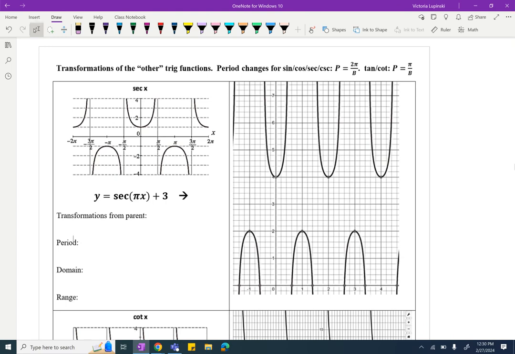So here on the back page, we're going to be talking about the transformations of the other trig functions, the secant, the cosecant, the tangent, and the cotangent. For the most part, they do follow the same rules as all the transformations we've done for sine and cosine, but of course there are a few little nuances we have to watch out for.